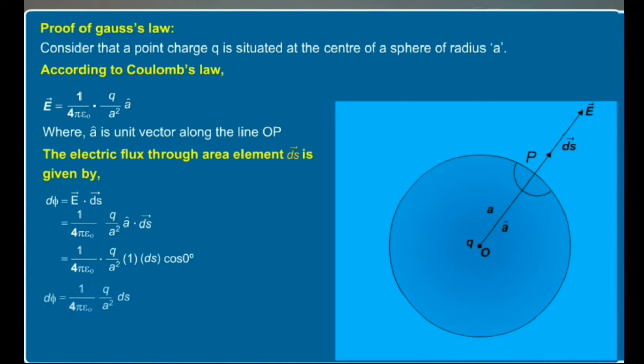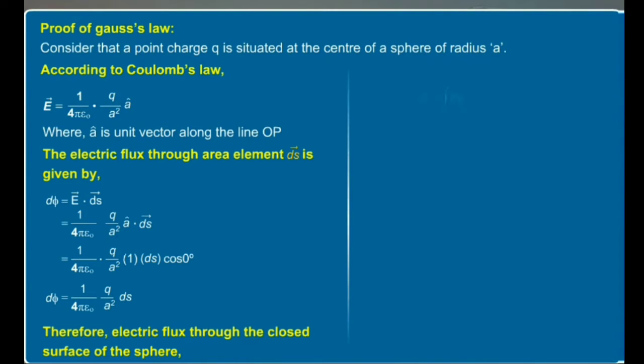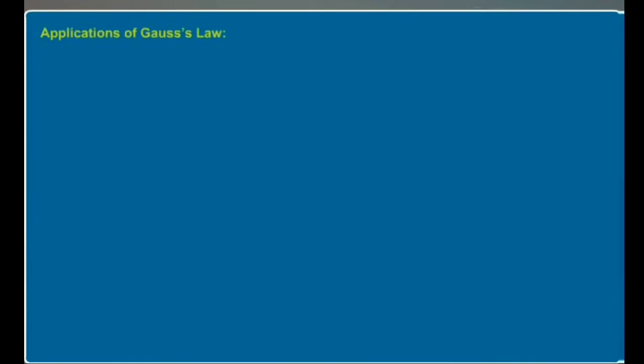So according to this, 1 by 4 pi epsilon naught, q by a square, a cap dot ds, equals 1 by 4 pi epsilon naught, q by a square, 1 ds cos 0. d phi is equal to 1 by 4 pi epsilon naught, q by a square, ds. Therefore, electric flux through the closed surface of the sphere, phi, is equal to the integration of d phi, the integration of 1 by 4 pi epsilon naught, q by a square, ds. After cancellation, phi is equal to q by epsilon naught. It proves the Gauss theorem in electrostatics.